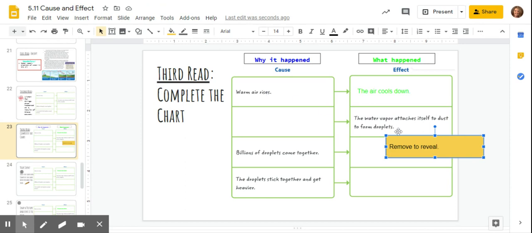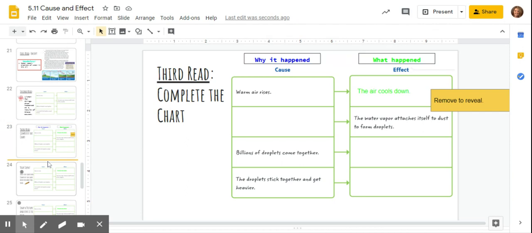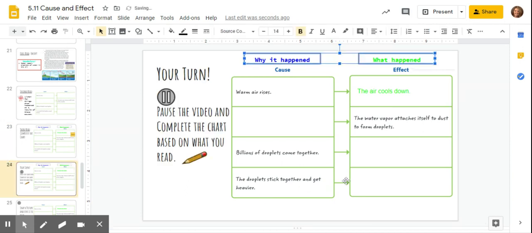Now, your job is going to be to complete the remaining boxes. On this one right here, this is what happened. It said the water vapor attaches itself to dust to form droplets. You have to figure out why. Why does the water vapor attach itself to dust to form droplets? That's what you'll put here, and then you'll figure out the what happened, the effects, for these bottom two boxes as well. So what I would like for you to do right now is to complete this chart.